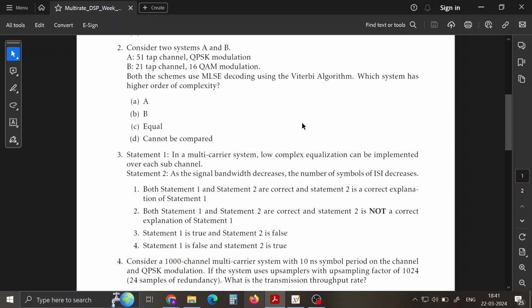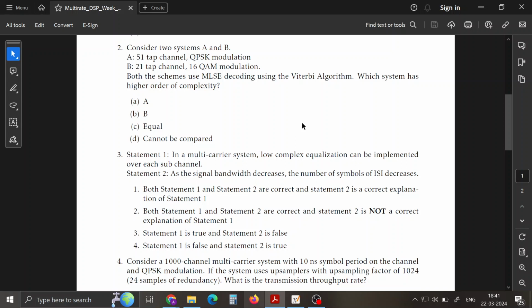Now coming to the second statement, it says that as the signal bandwidth decreases, the number of symbols of ISI also decreases. That is the claim of statement 2.